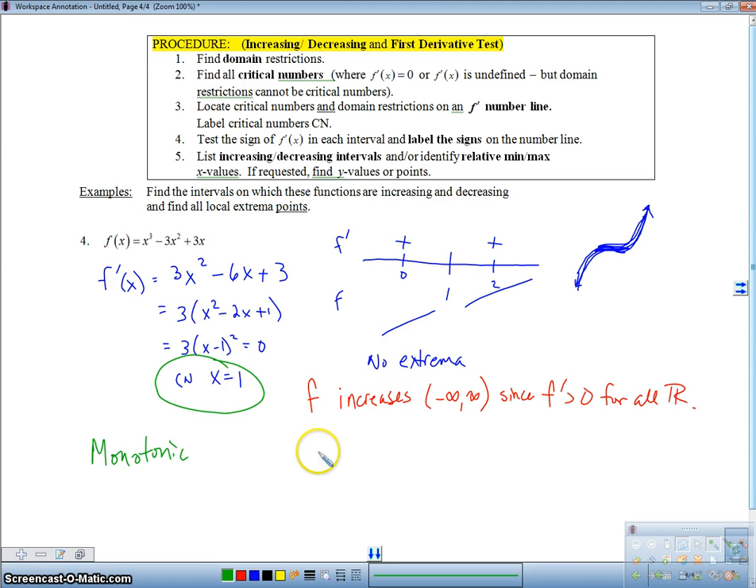All right, so that was my last example of using the first derivative test to find where the function is increasing or decreasing.